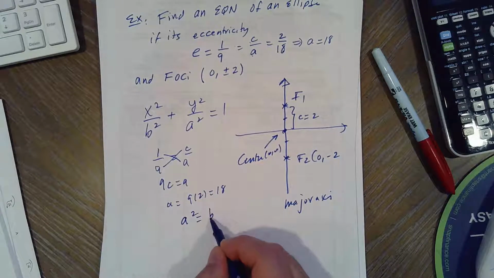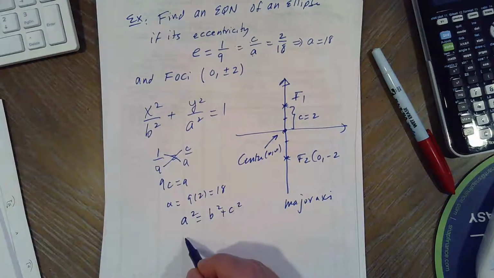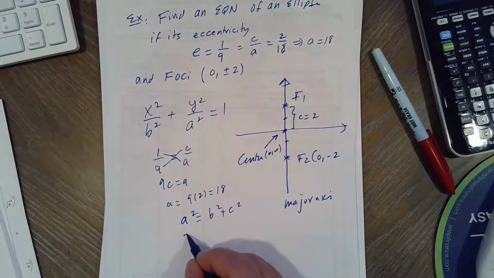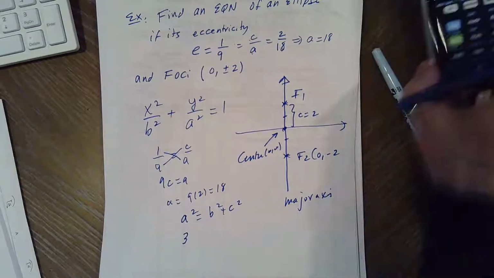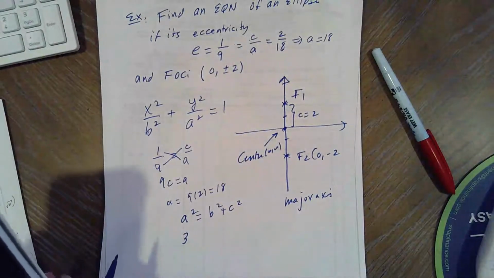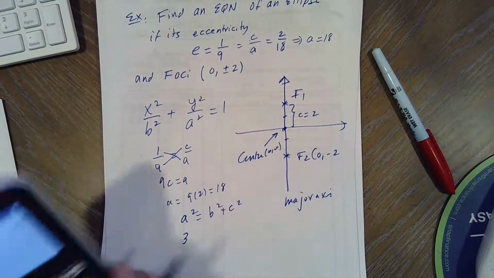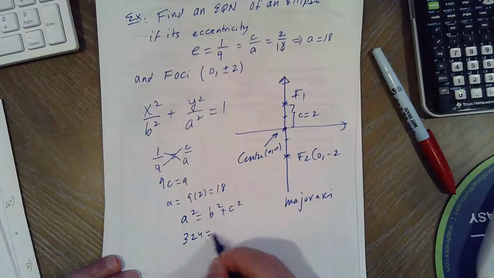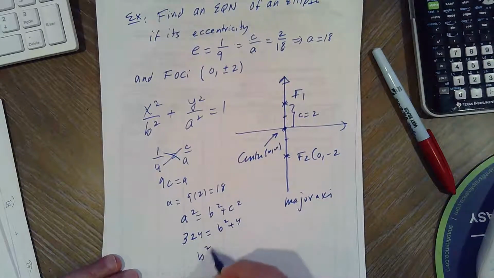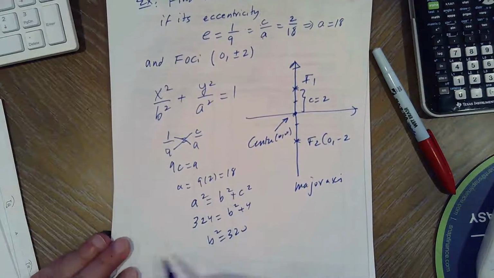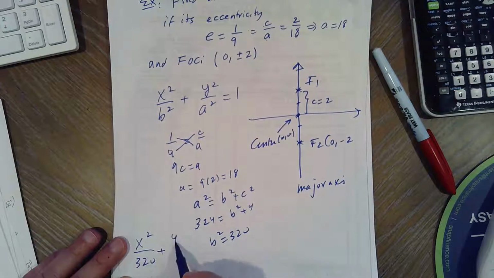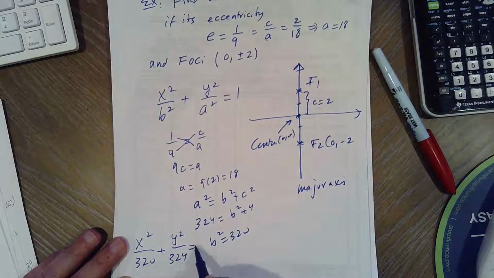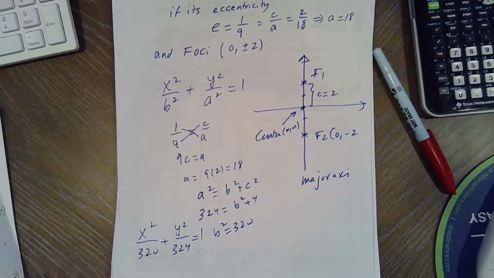A square is b square plus c square. A square is, what's 18 square? 320? No. What's 18 square? Hold on. 18 times 18 is 324. My bad. Equals b square plus 4, so b square is 320. So we got the equation x square over b square, which is 320, y square over a square, 324, equals 1.